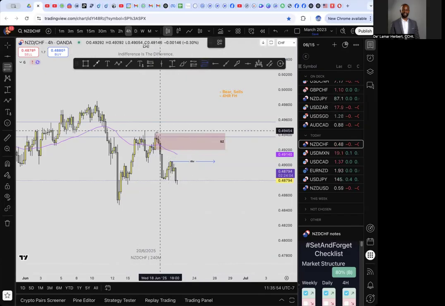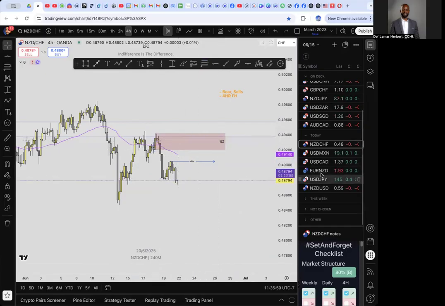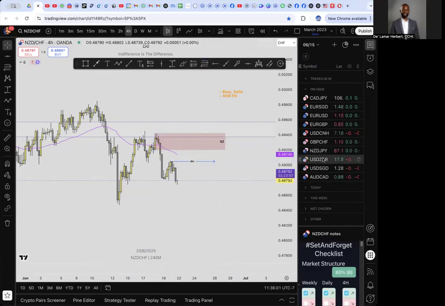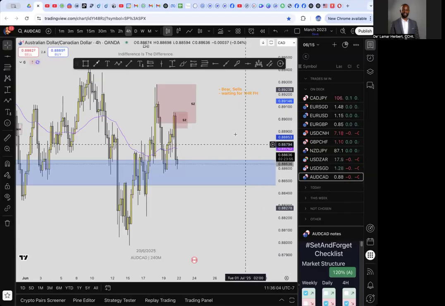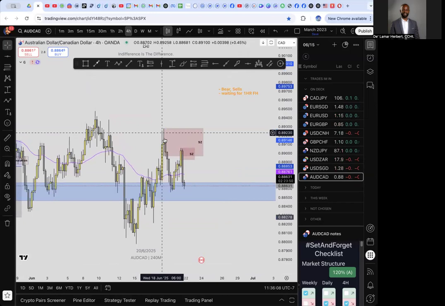If we put on our fib, let's see what that looks like. Yeah, so it's right into that area. So we just want to see a reaction there. Okay, now these pairs are more than ready, just meaning that the movements are below the 4 hour here.